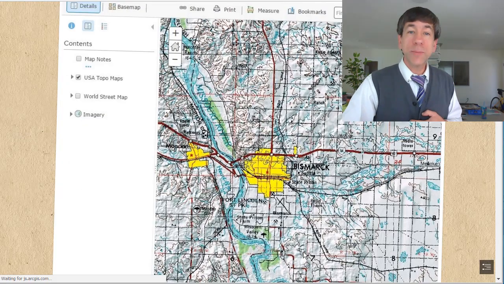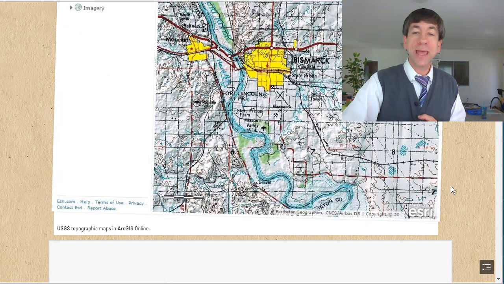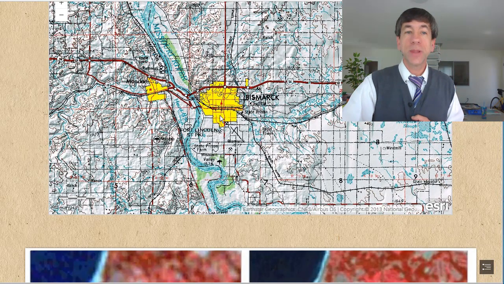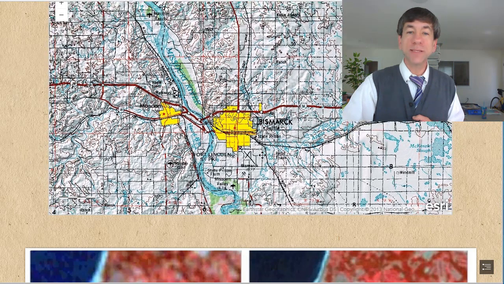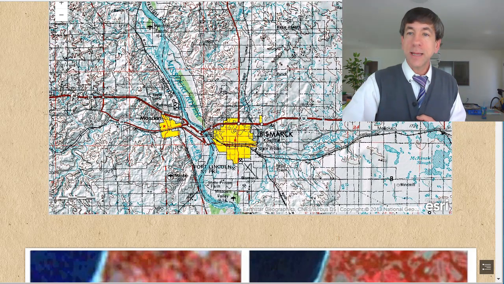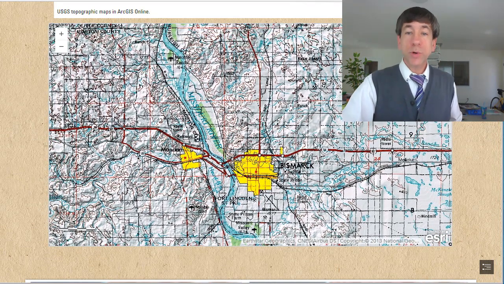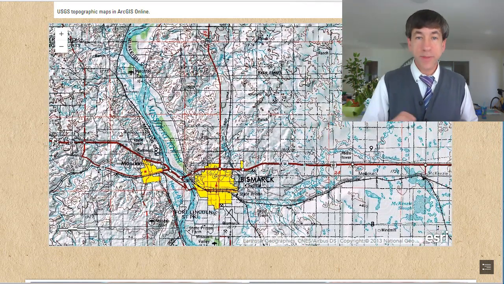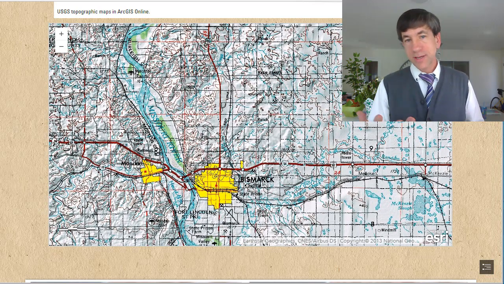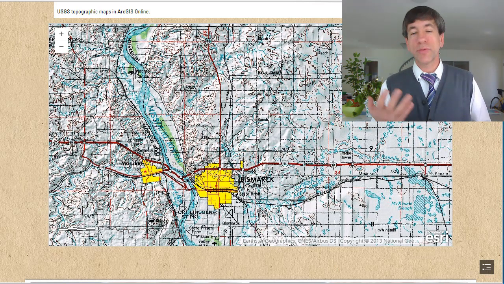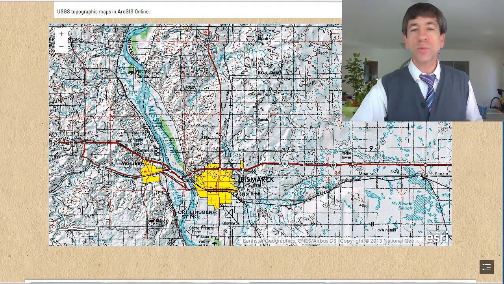So for example, if we pull up this particular map, which I have embedded right here from ArcGIS Online, let's go ahead and take a look at that. Okay, as we do that, we see Bismarck, North Dakota, right here in the center of the map image. And this is at 1 to 250,000 scale. You can see that some of the section line roads are there. Some of the roads inside Bismarck and Mandan are there, but they're largely yellowed out. They are urban areas. You don't see individual streets.